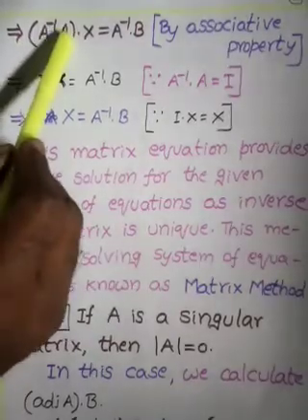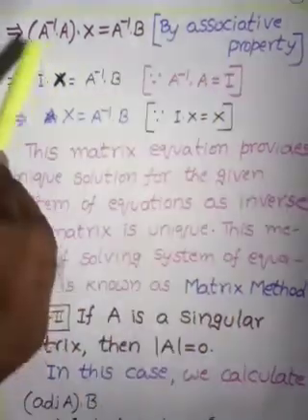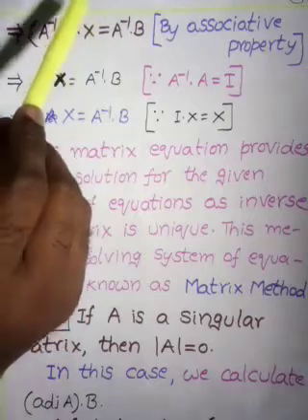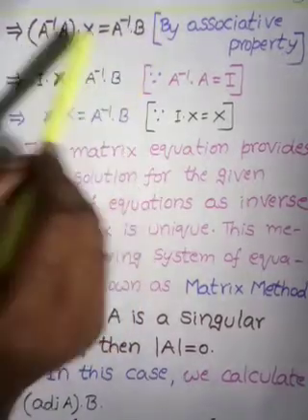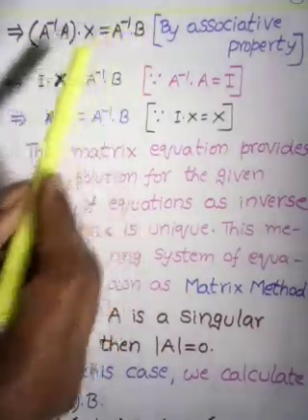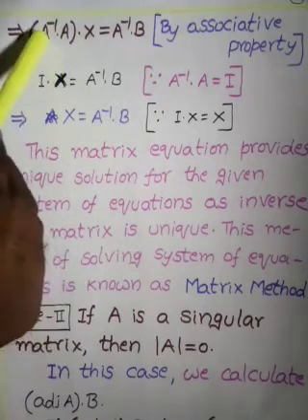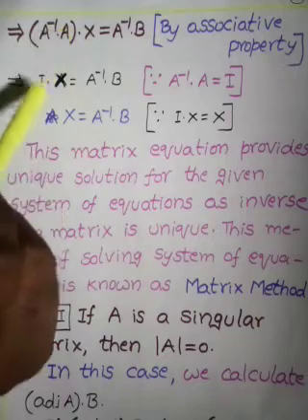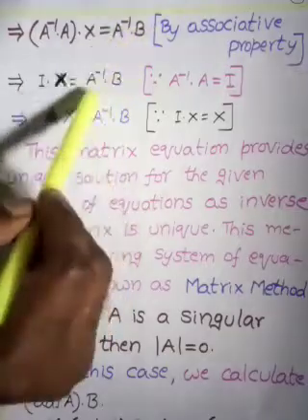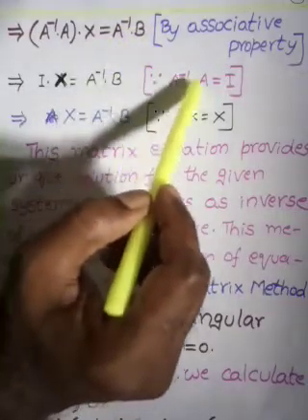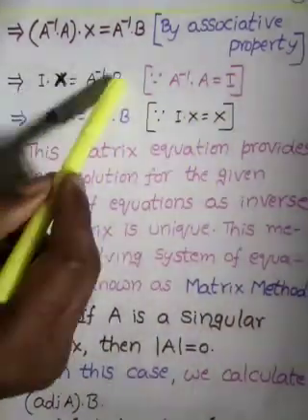Then we get (A inverse A) into X is equal to A inverse into B, by the associative property. By applying the associative property in the previous equation, we get this equation. Understood, my dear children? This implies A inverse into A, the inverse of a matrix into the matrix itself, gives the identity matrix I. So I into X is equal to A inverse into B, where we write the right-hand side as it is, because A inverse into A is the identity matrix. Understood this step, my dear children?